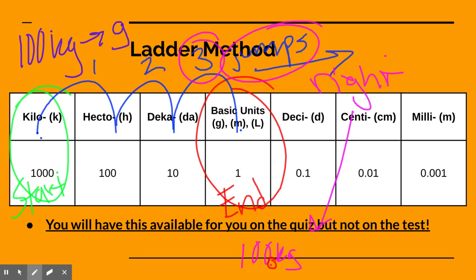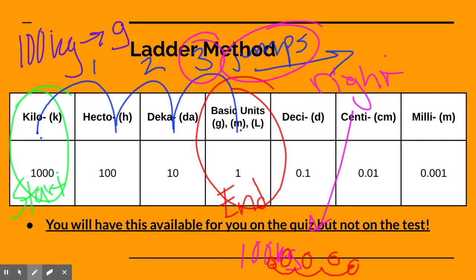And now we're going to do the same thing. We are going to jump 3 jumps to the right. So we're going to go 1, 2, 3. And that's where our new decimal place is going to go. Now, in these jumps, that's where we're going to fill in those with zeros. There's our new decimal point right there.